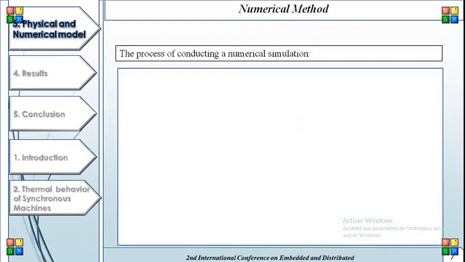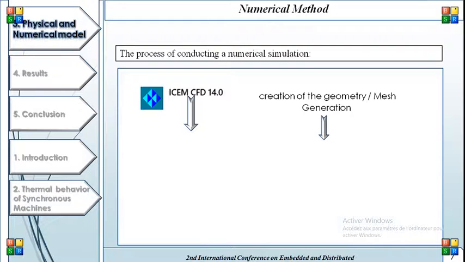So this work is performed with computational fluid dynamics CFD to predict the thermal behavior inside rotating electrical machines. So the process of conducting a numerical simulation is, the first step is pre-processing by using ICEM CFD for the creation of the geometry and mesh generation. Then ICEM is a complete tool capable of creating complex geometry, and it allows generating a mesh for a given geometry with hexahedral and tetrahedral meshes, with the possibility of exporting a mesh file for varieties of CFD software.